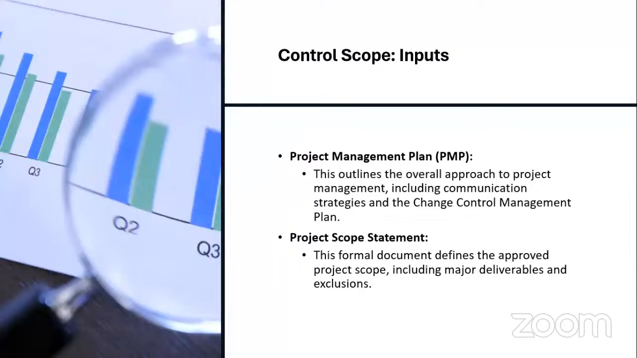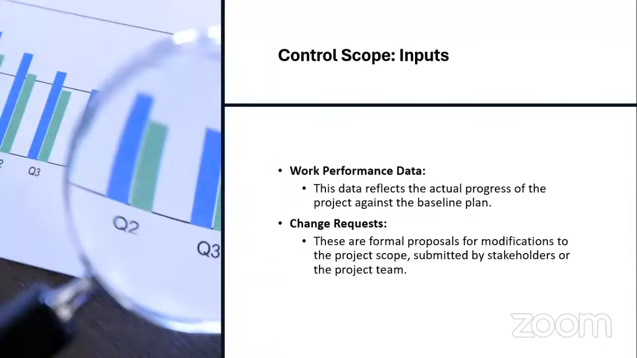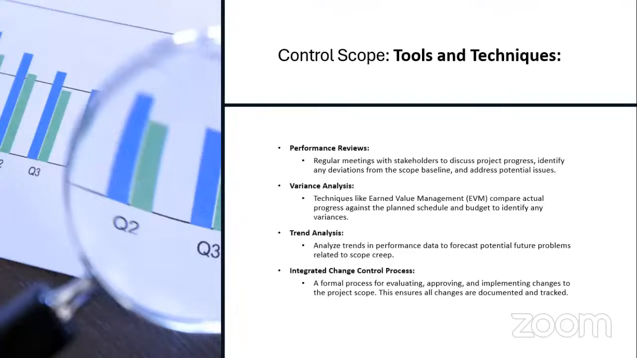Now, what are the inputs? Your project management plan, your project scope statement, work performance data, and change requests. Then on the tools and techniques, you have your performance reviews. Remember that what you're doing is controlling the scope, so review will help you to be in control. Then you have variance analysis. If there are deviations, you will find out. If there are variations, you will find out. With variance analysis, you know where you are. If there is derailing, you'll find out using variance analysis.